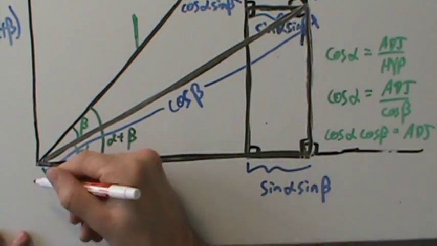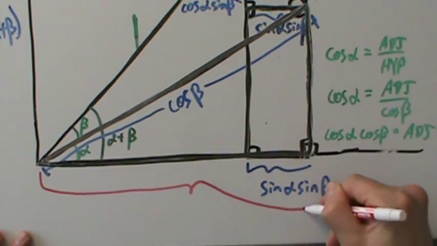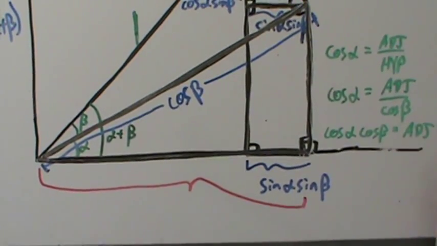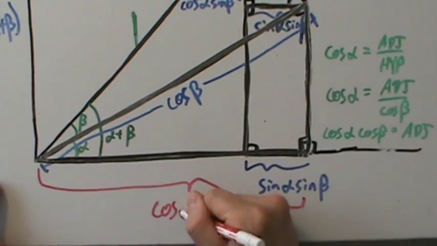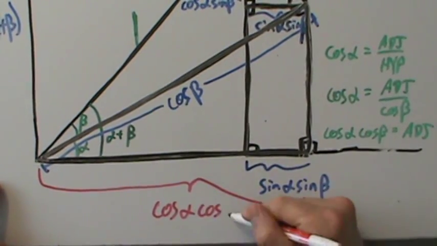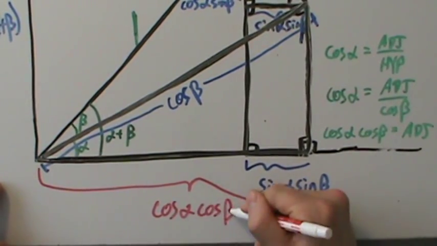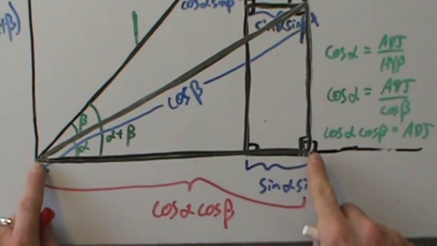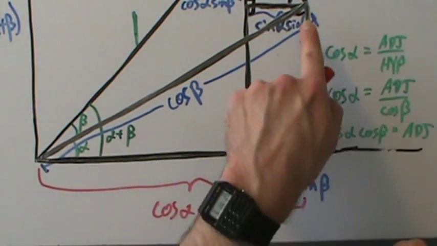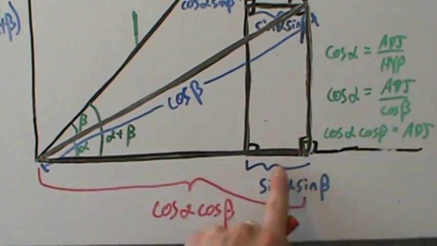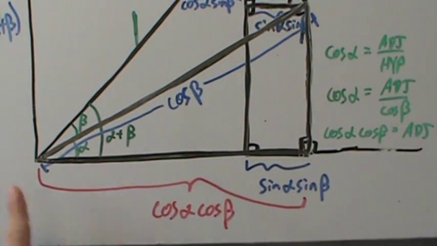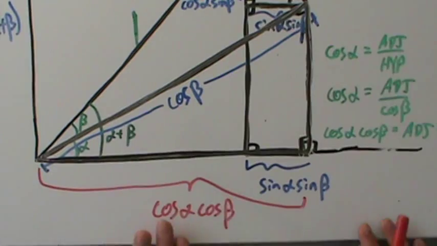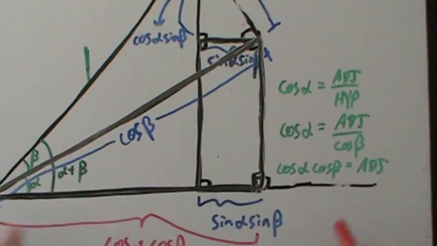I'll label that in red. All these colors are running together now. So this whole thing here is cosine alpha, cosine beta. Because remember, the right triangle that we're looking at goes from here to here, and then up to here, and then down here is the hypotenuse. So this entire adjacent side is the cosine of alpha times the cosine of beta, is what we just found out. All right, and then one more thing to do.